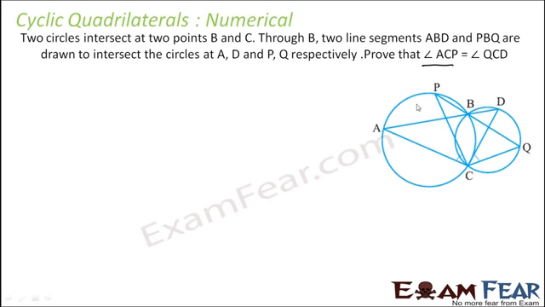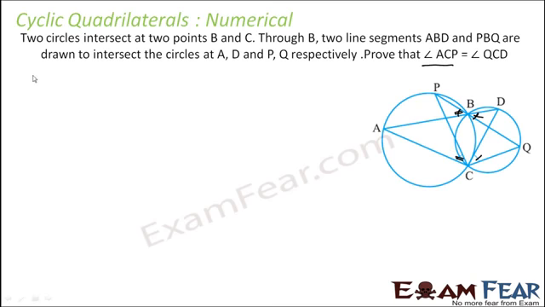So let's apply some property. If you see, arc DQ subtends this angle at C, and the same arc subtends the same angle at B, right? So this angle will be equal to this angle. Correct? Now arc AP subtends this angle at C, and arc AP subtends this angle at B. So this angle will be equal to this angle. And we can see that these two angles are equal by vertically opposite angles. So all these angles are equal.